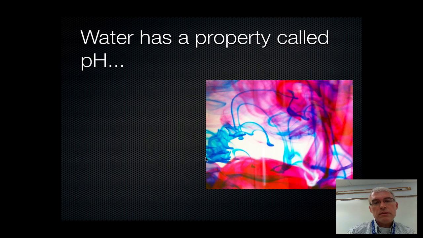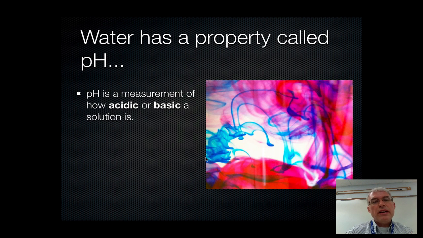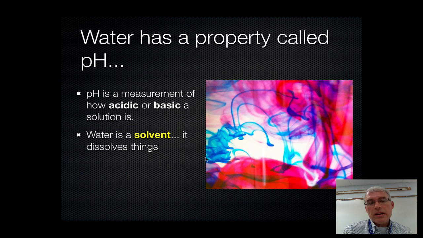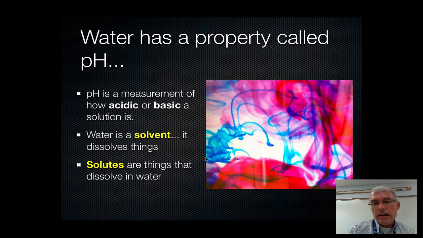Okay, water also has a property called pH, and pH is simply a measurement of how acidic or basic a solution of water is. It's kind of like temperature, but we're not measuring heat, we're actually measuring something else. Water is a really good solvent. It dissolves just about everything to some degree, and the things that actually dissolve in water are called solutes.